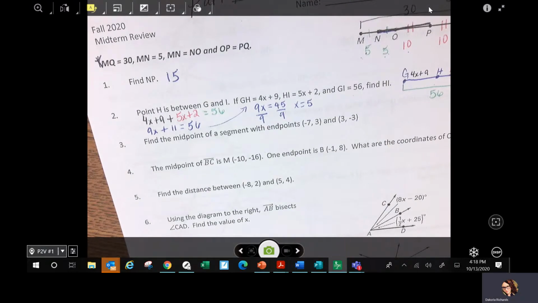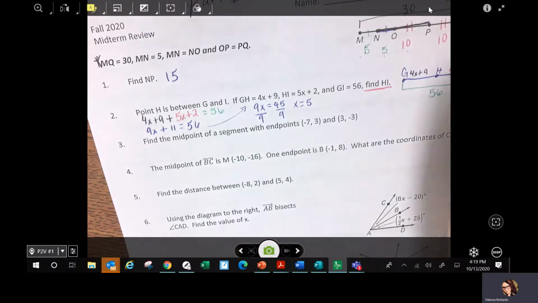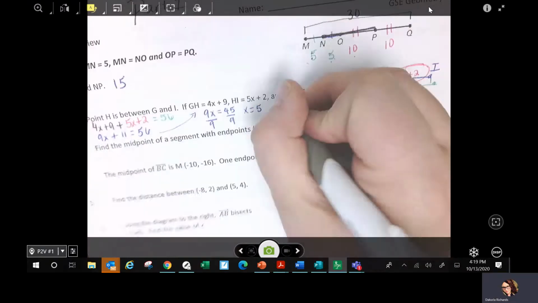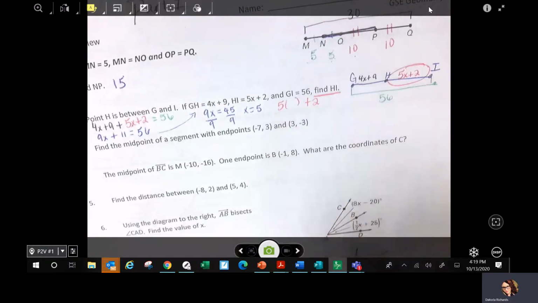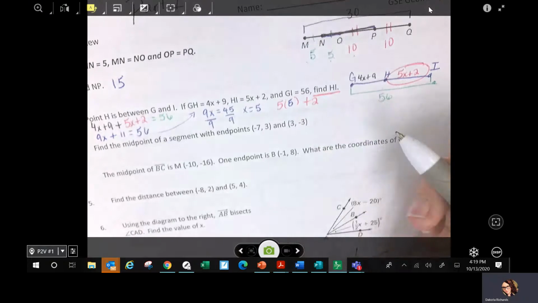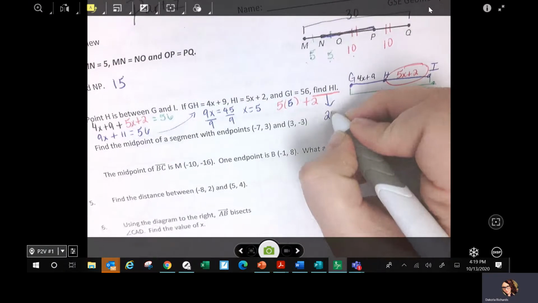Right? So we're not done. If it tells you x is 5, you still have to find HI. HI was this 5x plus 2. So 5 times whatever x is, plus 2. You know that x is 5. 5 times 5 is 25. 25 plus 2 is 27.